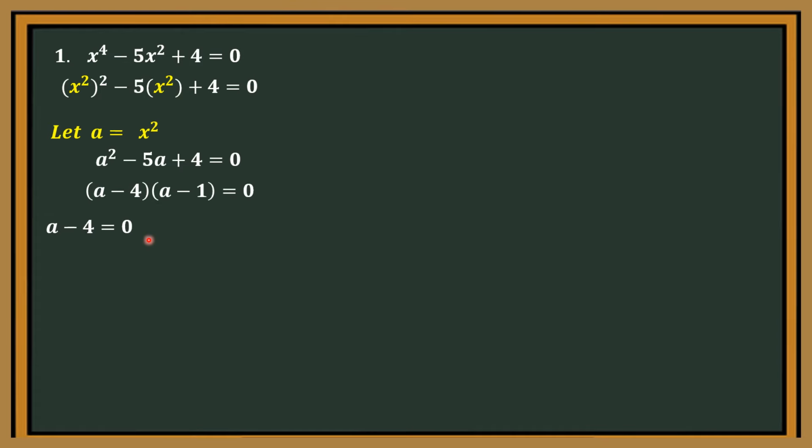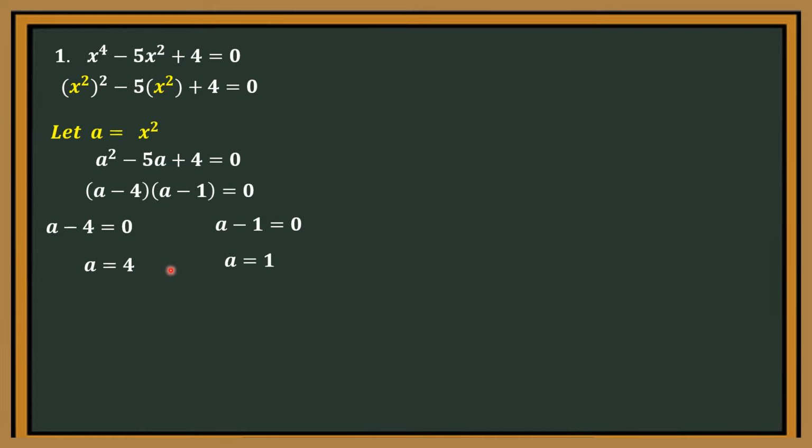A minus 4 is equal to 0. And the other one, a minus 1 is equal to 0. Solve for a. Transpose negative 4 to the right side. So, it will become positive 4. So, a is equal to 4. A minus 1 is equal to 0. Transpose negative 1 to the right side. So, it will become positive 1. A is equal to positive 1.